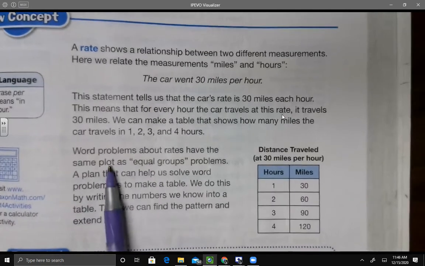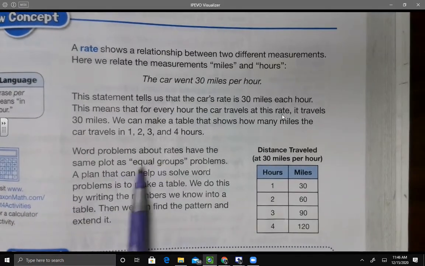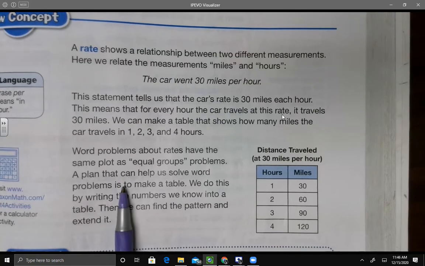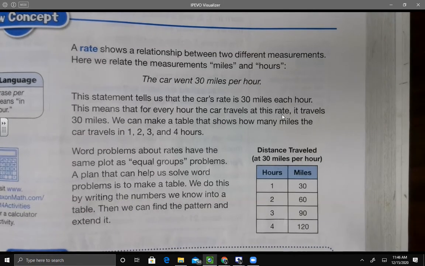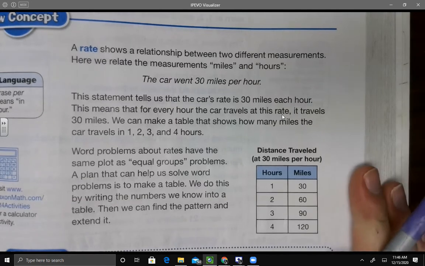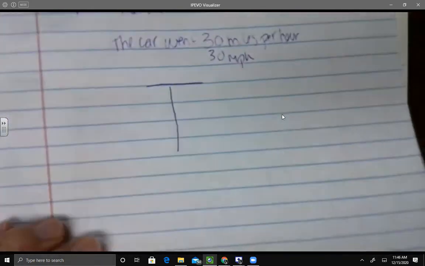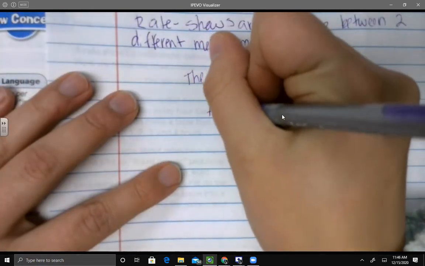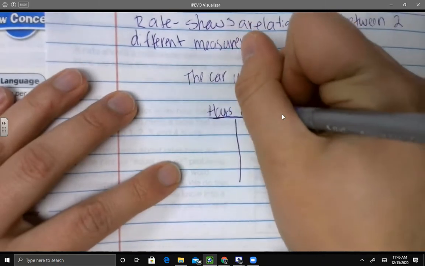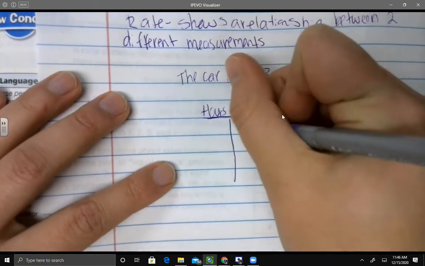Word problems about rates have the same plot as equal group problems. A plan that can help us solve word problems is to make a table. We do this by writing the numbers we know into a table, then we can find the pattern and extend it. Okay, so we're going to make a table with 2 columns. So the first one is the hours, and the second one is the miles.